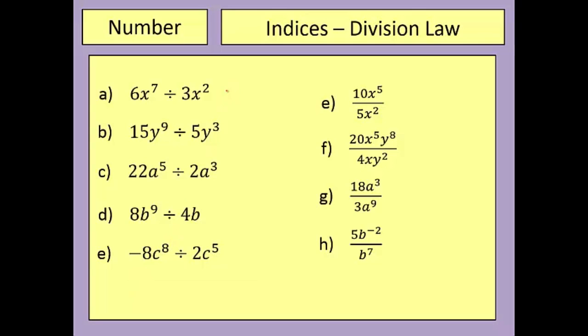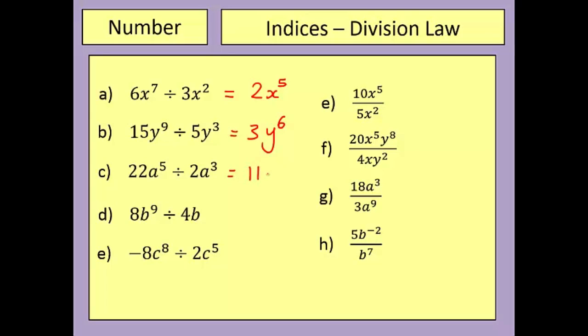Okay, here are the answers then. For the first question, 6 divided by 3 is 2, and then x to the 7 divided by x squared is x to the 5. For this next one, 15 divided by 5 is 3, and then y to the 9 divided by y cubed is y to the 6.